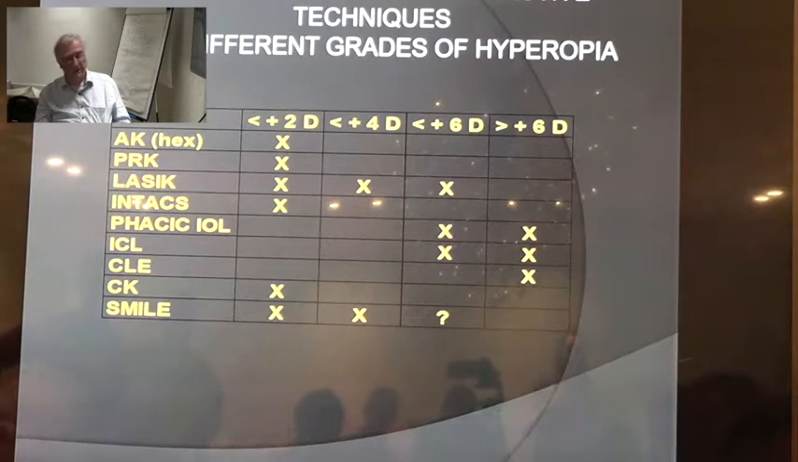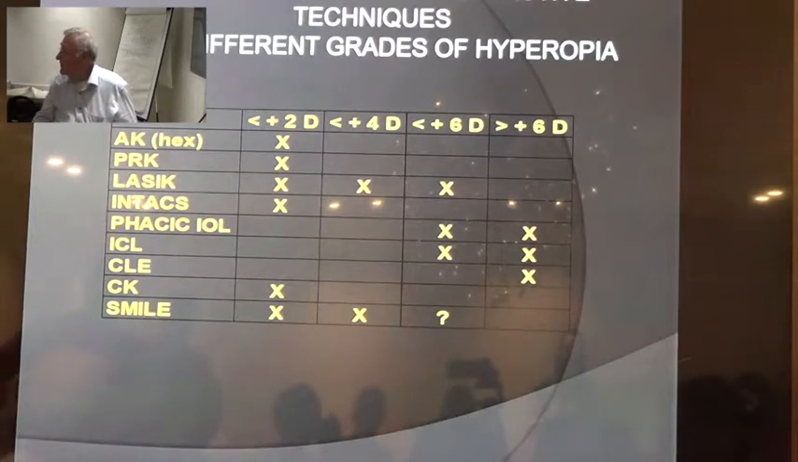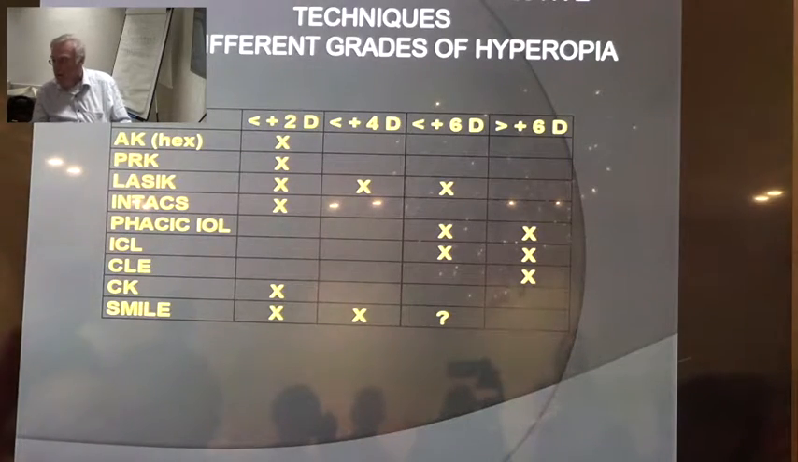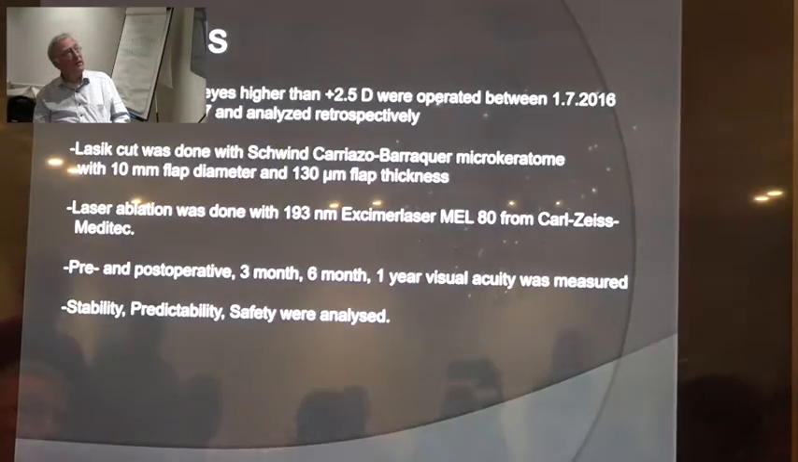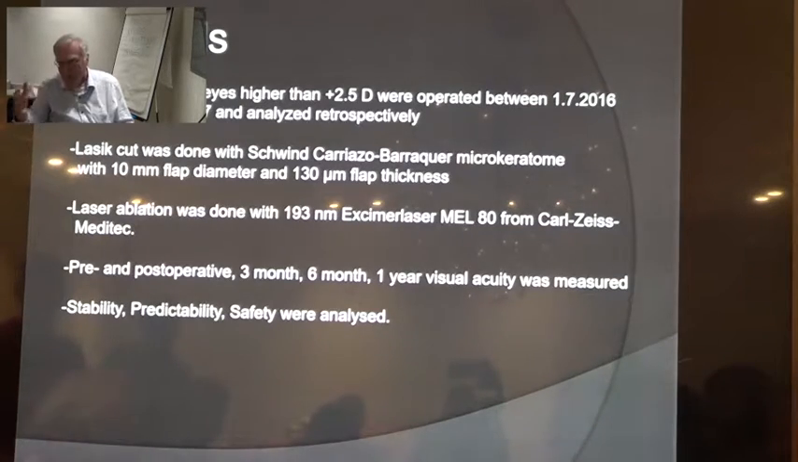the SMILE technique. There are some very good clinical improvements now, and I think Dr. Stodulka, is he here? No, but he gave a very good talk at the European Winter Meeting in Belgrade about that. We had 3 high hyperopic eyes, more than plus 2.5 diopters, and the LASIK flap was cut with a Schwind Carriazo microkeratome. Excellent. But the other one was a MEL 80, not the Wavelight or the Schwind.